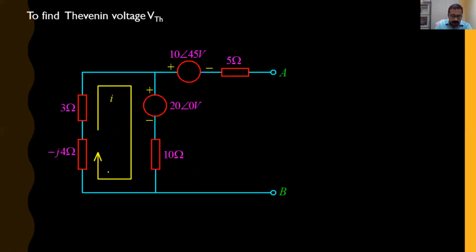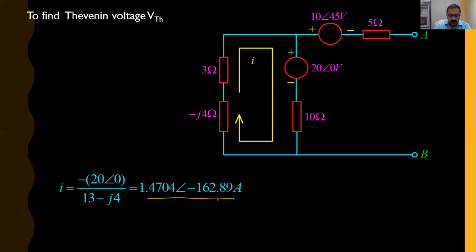So it's a simple loop, right? I am assuming a clockwise direction. So what will be my current I here? For this assumed current direction, plus to minus is a potential drop. So minus of 20 angle 0 divided by the sum of impedances, 3 plus 10, 3 minus J4. This will be the current flowing in this loop. That is 1.4704 angle minus 162.894. Right?